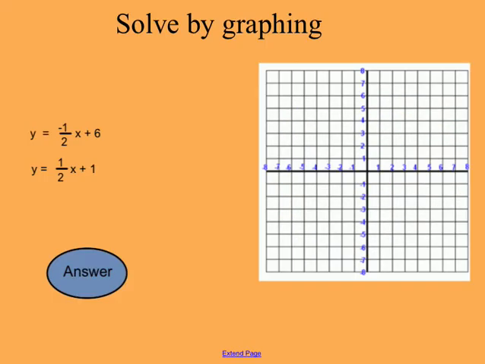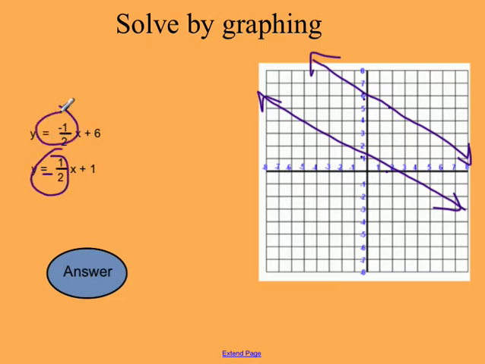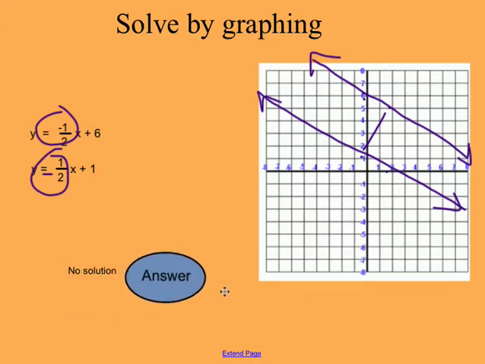So let's graph this one together. We're crossing the y-axis at 6. And then I'm going down 1 and right 2, connecting that line. For the second one, I'm crossing the y-axis at 1, and then I'm going down 1, right 2, graphing that line. So what I notice is that, this should be negative, they're both -1/2. So whenever two lines have the same slope, that means they're going to be parallel, which means they're never going to cross each other. And since they're parallel, that means that I have no solution. So the answer to this one is no solution because the lines are never going to cross.